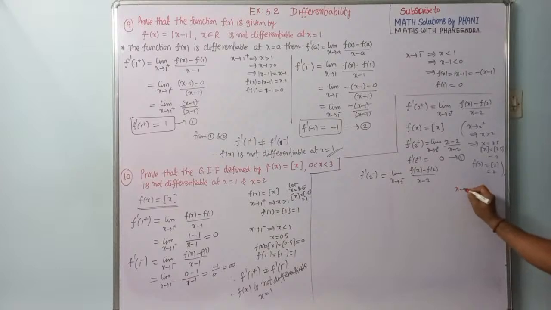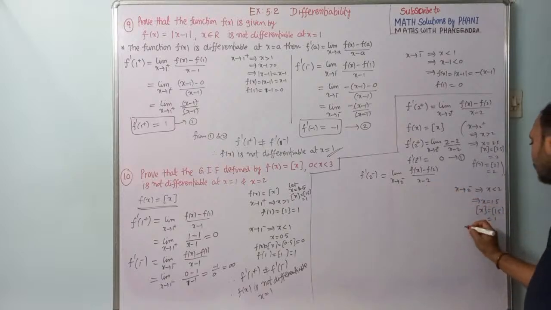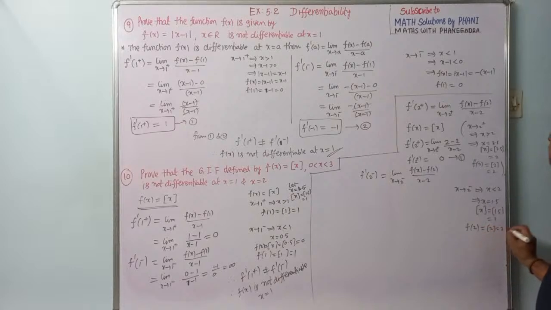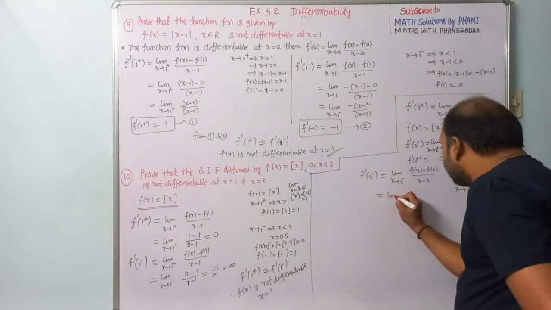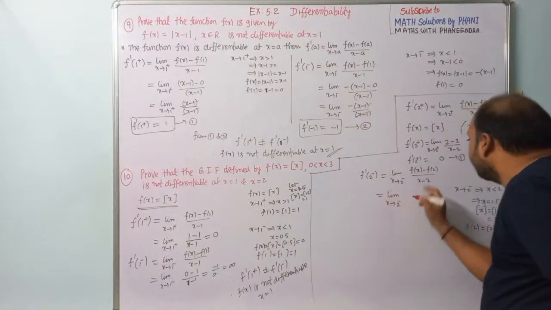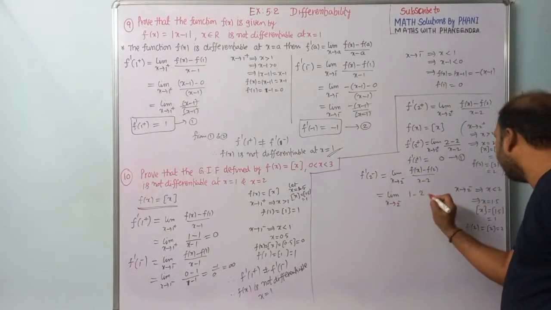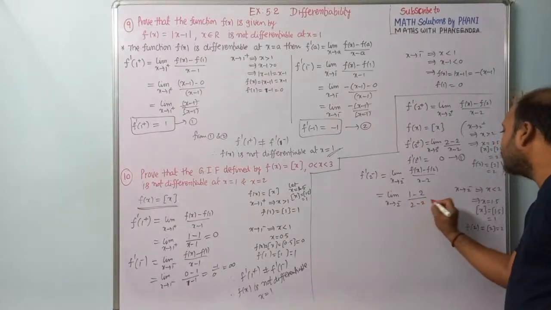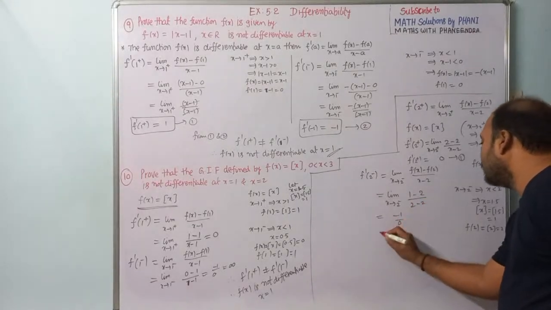So here x tends to 2 minus, that implies x is less than 2. x is less than 2 means I am considering x as 1.5. Step x is equal to step of 1.5, which is equal to 1. Similarly, f of 2. So x is equal to 2 means step 2, that is equal to 2. Now limit x tends to 2 minus, f of x value we got as 1 minus f of 2 value which is 2, divided by 2 minus 2. So minus 1 by 0 is infinity.